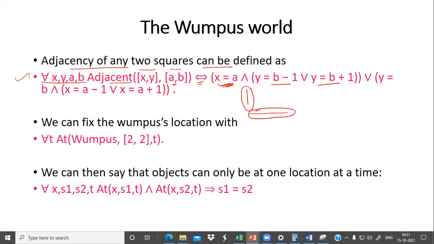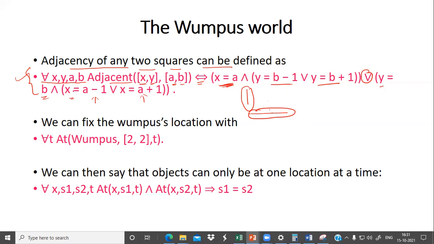So this is one option: X is equal to A. If X is equal to A, then Y should be 1 less than B or 1 greater than B, that is, Y is equal to B minus 1 or Y is equal to B plus 1. Or another option is Y is equal to B, and X is equal to 1 less than A or 1 greater than A. So this is how we can represent adjacency in the Wumpus world.